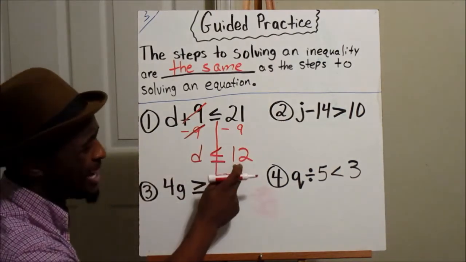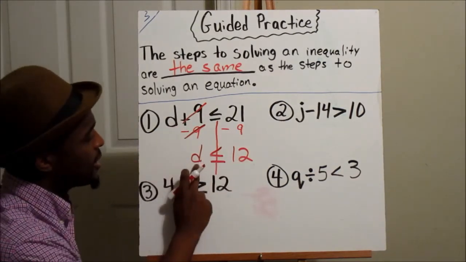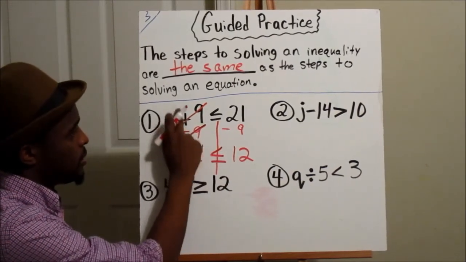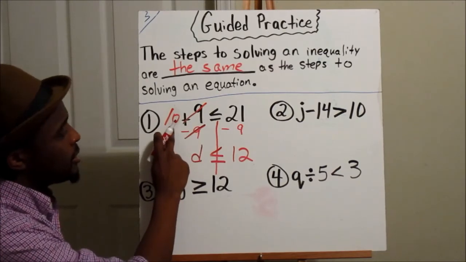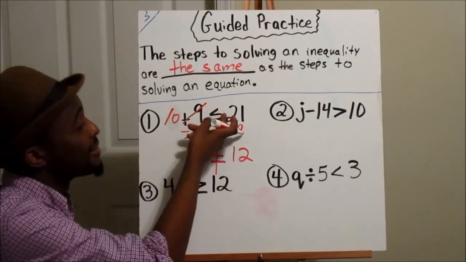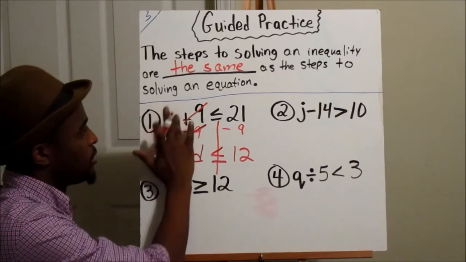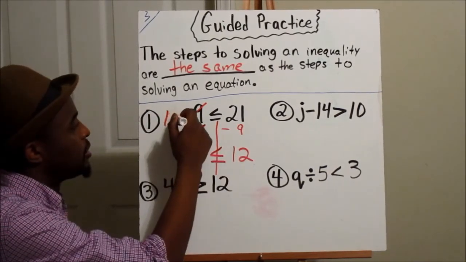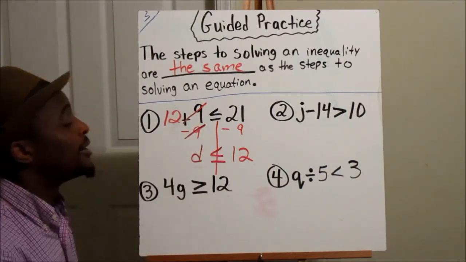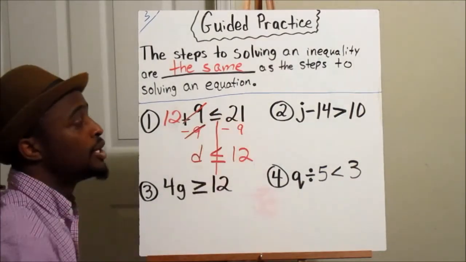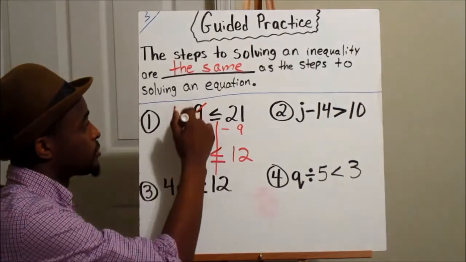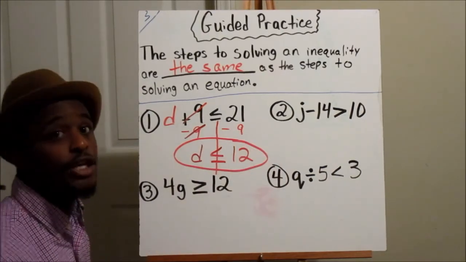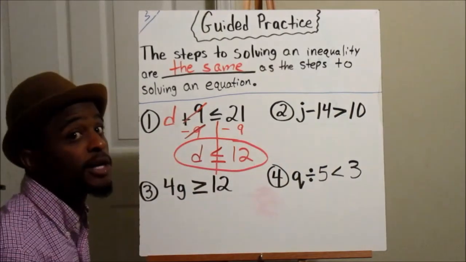Now let's check to make sure this makes sense. Let's choose a value less than 12. I'll choose 10. 10 plus 9 is 19, and 19 is less than 21. Alright? What if I chose a value that was equal to 12? So I'll say d equals 12. Well, 12 plus 9 is equal to 21, which is less than or equal to. So that'll work as well. So I can say that there are several different solutions, but any number that is less than or equal to 12 will make this a true statement, and that's what I'm looking for.